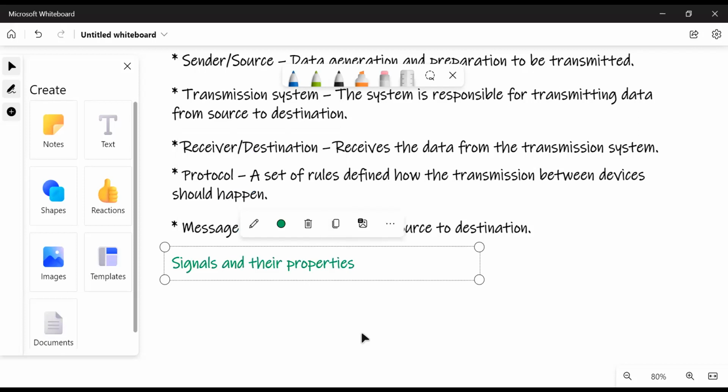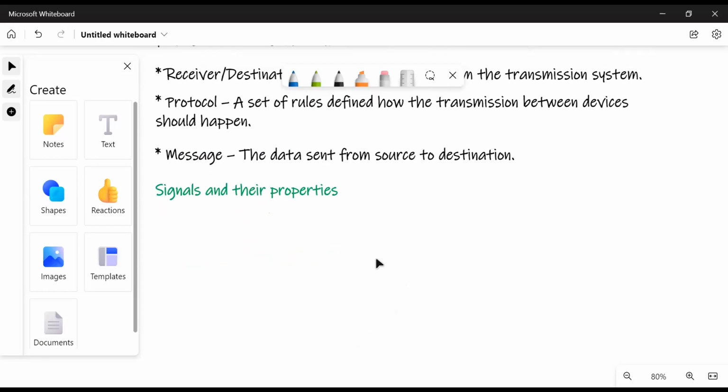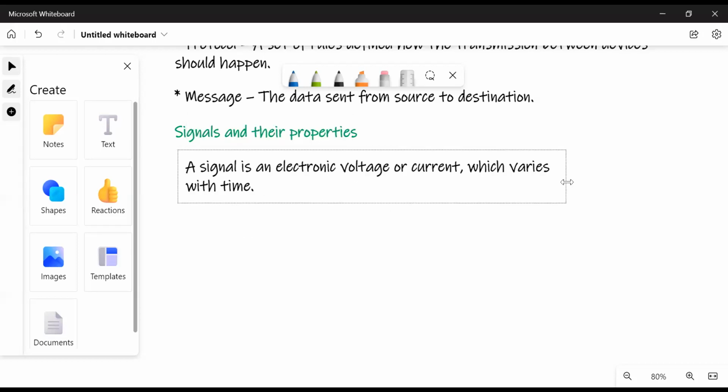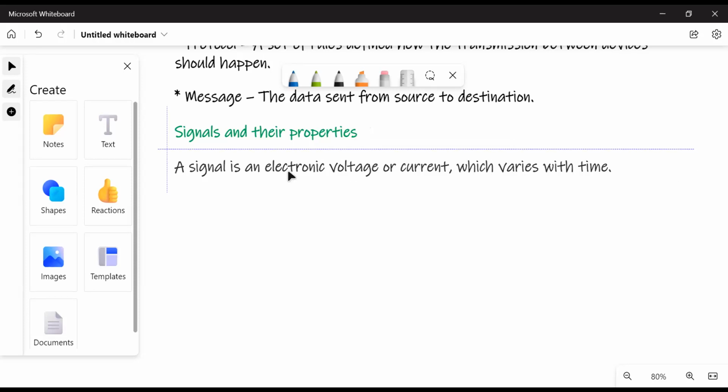So in this part, we are going to talk about signals and their properties. A signal is nothing but simply an electronic voltage or a current which we can use to transmit data. This electronic voltage or current basically varies with time. So let's write down: a signal is an electronic voltage or current which varies with time.